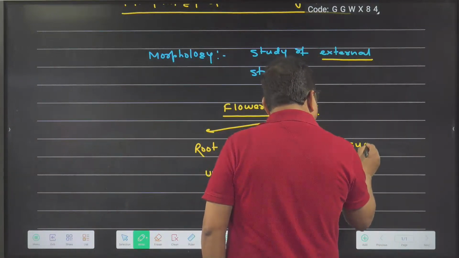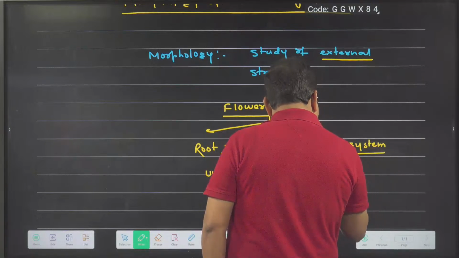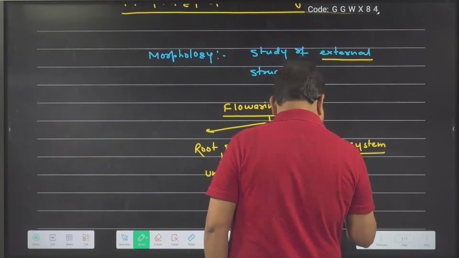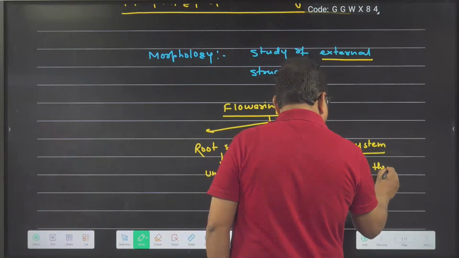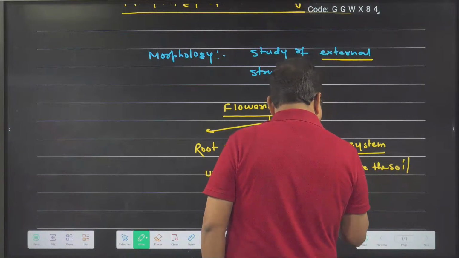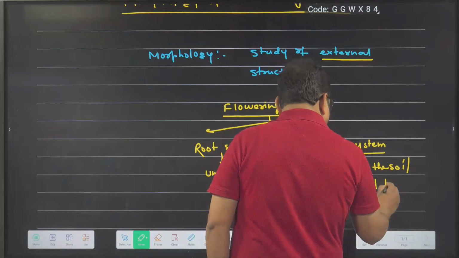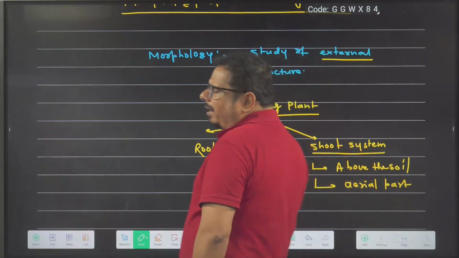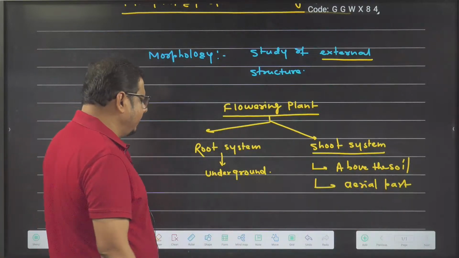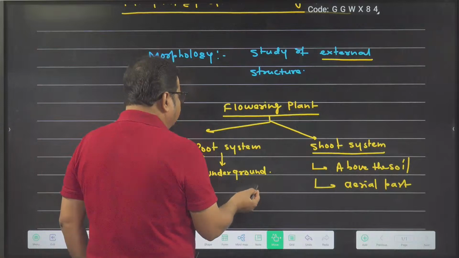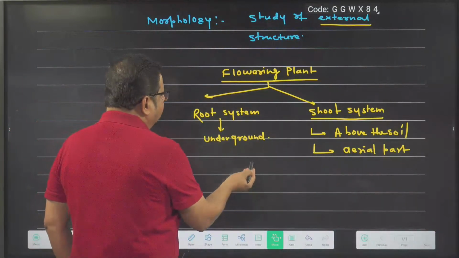And if we talk about the shoot system, it is above the soil. You can say it is the aerial part. So all the parts of the plant which are visualized above the soil come under the shoot system. It is the aerial part of the flowering plant, and the underground part below the soil is called the root system. Everyone knows about it. Getting the idea or not?